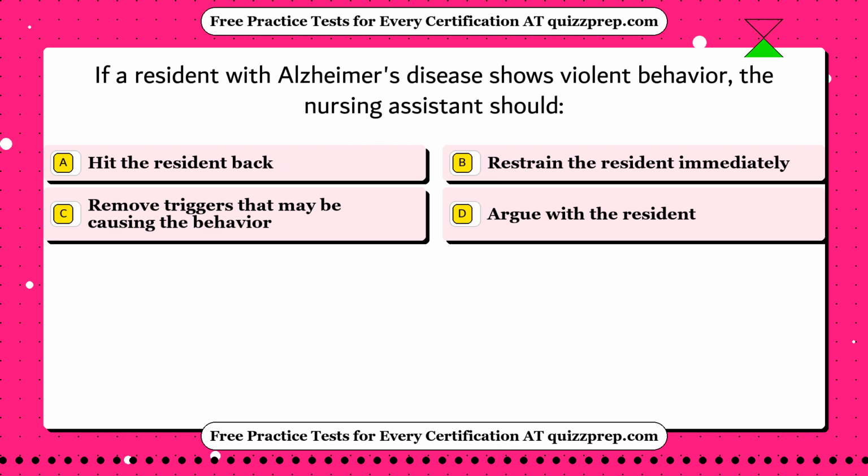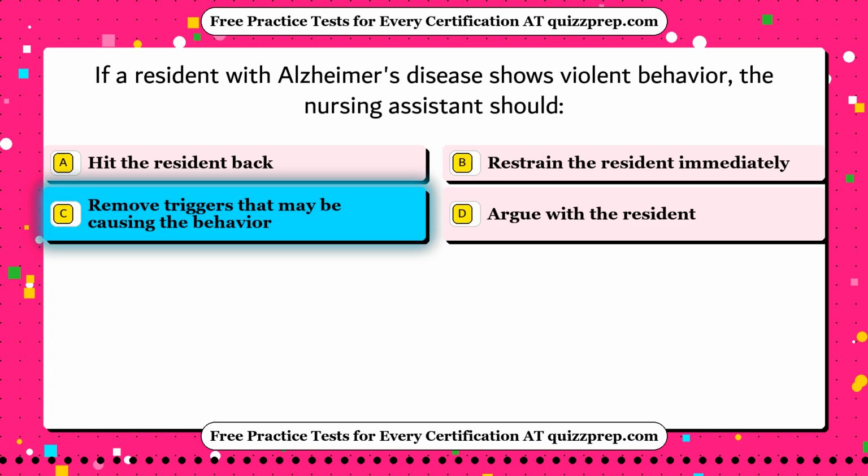Question 78. If a resident with Alzheimer's disease shows violent behavior, the nursing assistant should: Option A, hit the resident back. Option B, restrain the resident immediately. Option C, remove triggers that may be causing the behavior. Option D, argue with the resident.